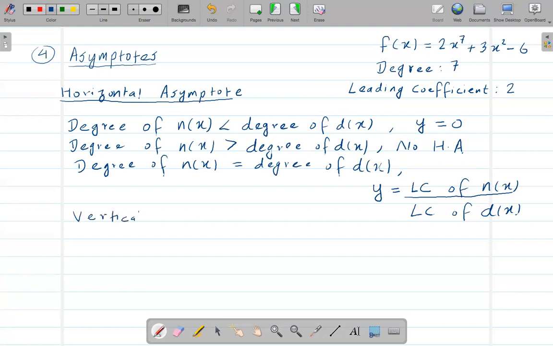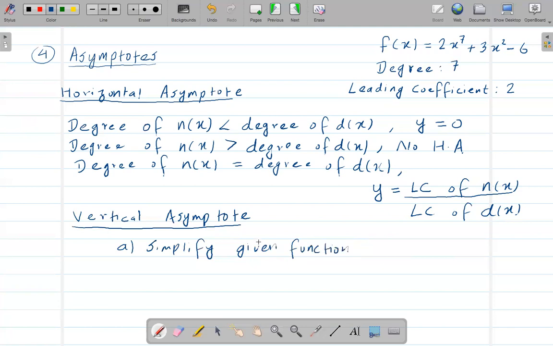Now for vertical asymptotes, there is a way. First, you have to simplify the given function. Then after that, assume the denominator is equal to 0, and then find the value of x.